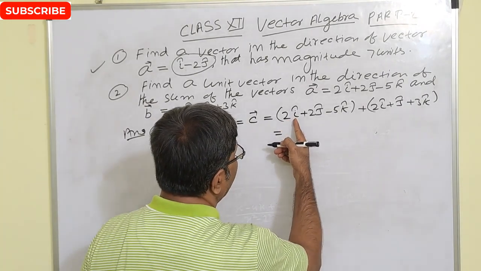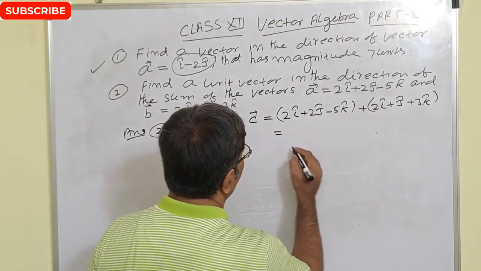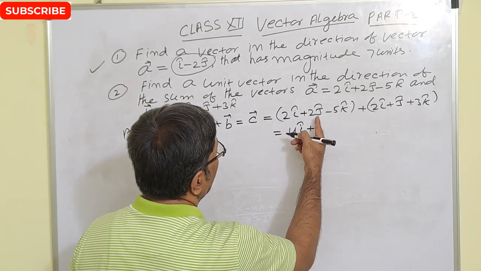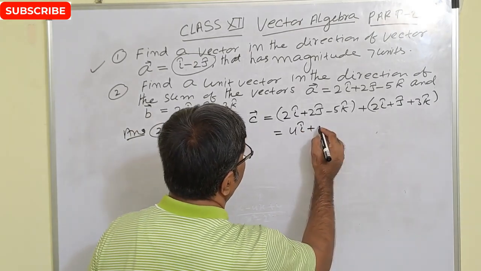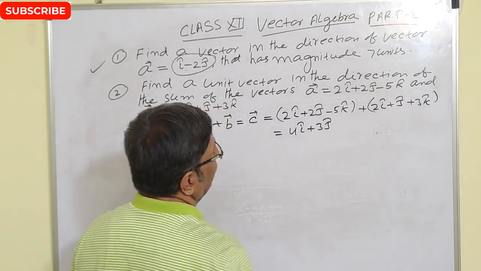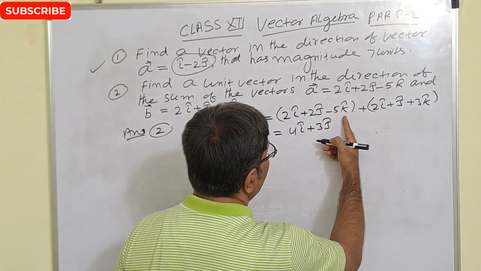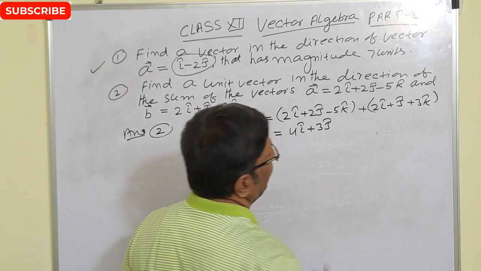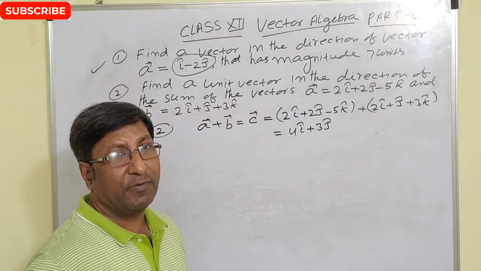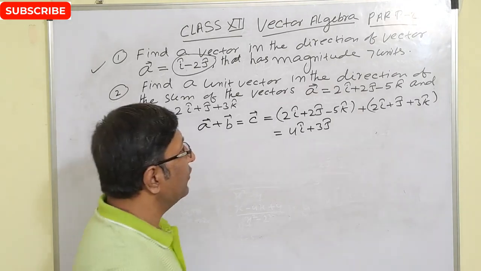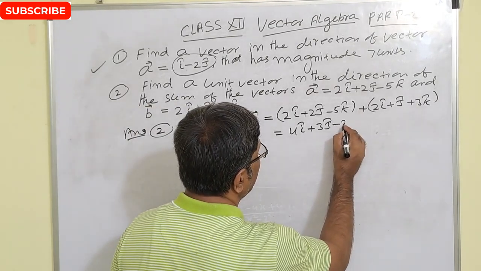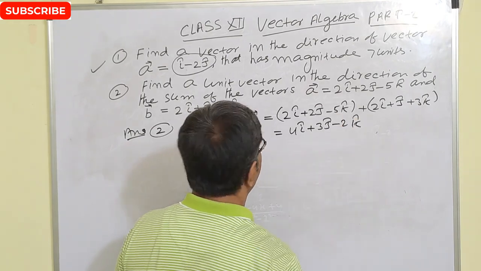So C vector equals 2 unit vector i plus 2, that is 4 unit vector i. Here 2j and here j, so 2j plus 1j is 3 into unit vector j. Here minus 5k unit vector plus 3k unit vector will be minus 2. So minus 5k plus 3k is minus 2k unit vector.